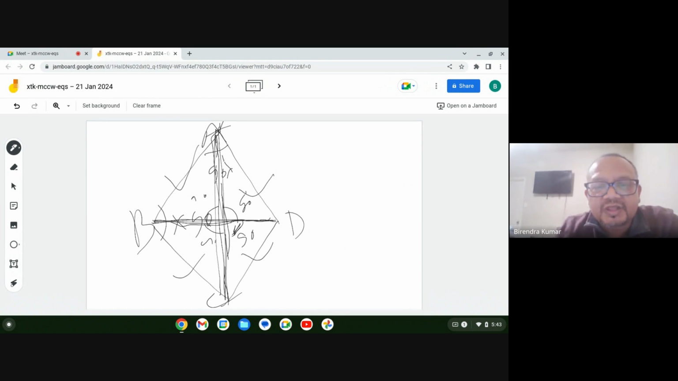So area of a rhombus equals half into this length into this length, AC into BD.